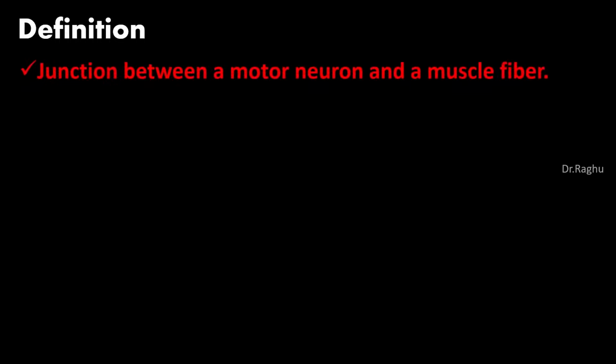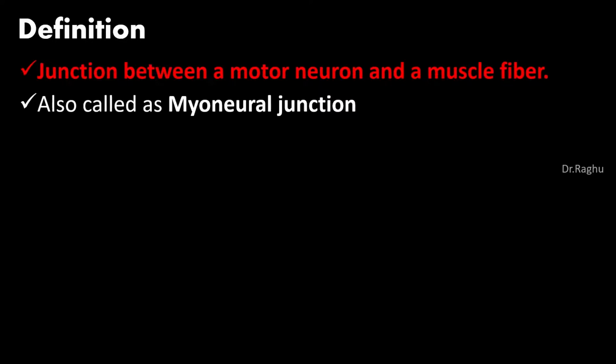So coming to the definition of the neuromuscular junction, it's very simple. It's just a junction between a motor neuron and a muscle fiber. That's why the neuromuscular junction is also called the myoneural junction.